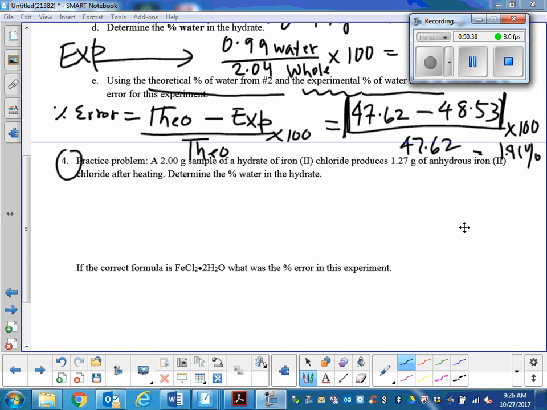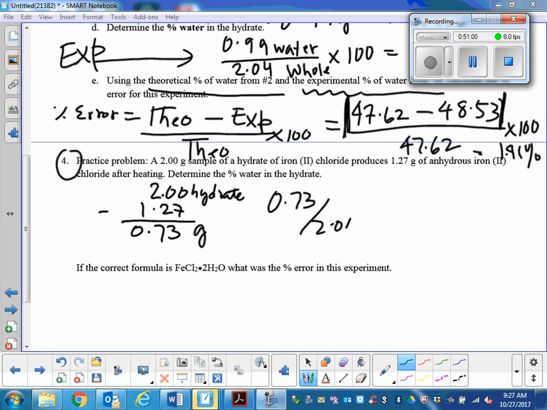Okay. So you have the hydrate. Is that right? You have the anhydrous. So you subtract and you get what? 0.73. Is that right? Is that right, Rohina? Water is 0.73 grams. And then you do 0.73 by 2 times 100. What is the answer, Rohina? 36.5%.